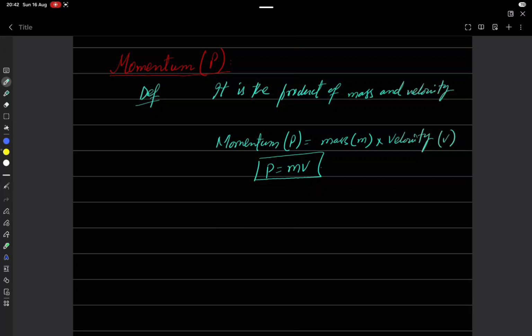It is a vector quantity. The SI unit is kilogram meter per second or Newton second.